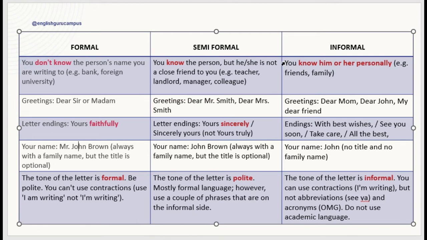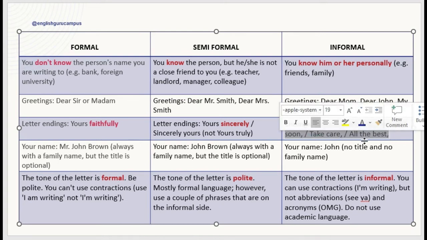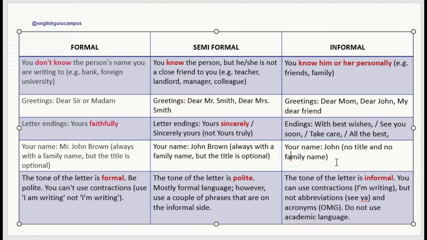Then we'll talk about informal letters. You know him or her personally, for example, friends, family, and the greetings are like, dear mom, dear John, my dear friend. Actually, start like dear John, dear Ellen, like that. And the ending, I always prefer, yours lovingly. Or you can use synonyms if you want. And after this, your name, but no title and no family name required. The tone of the letter is informal.